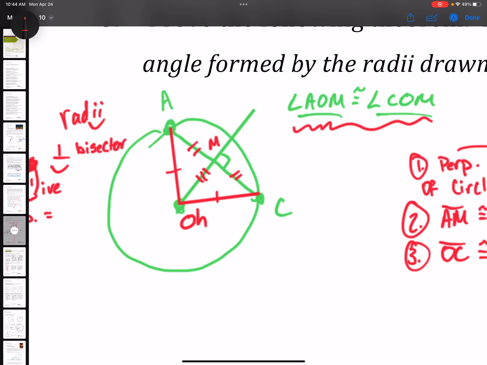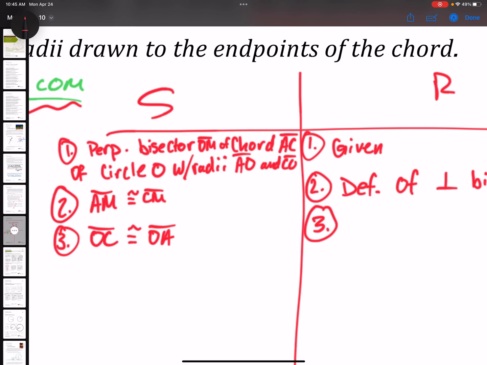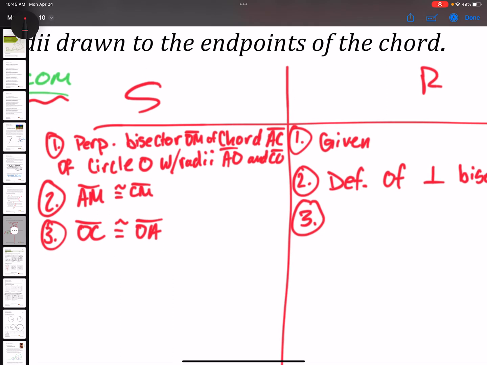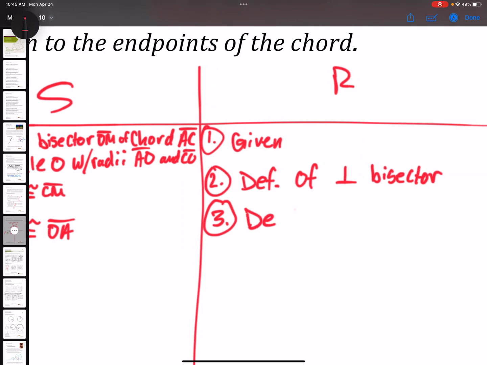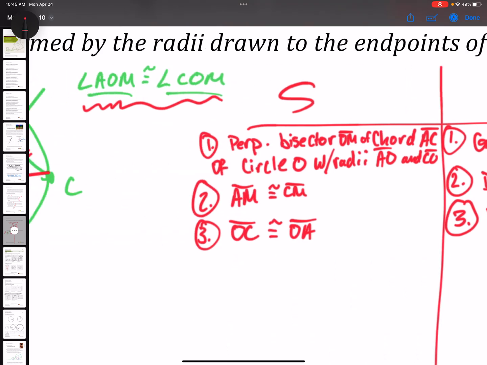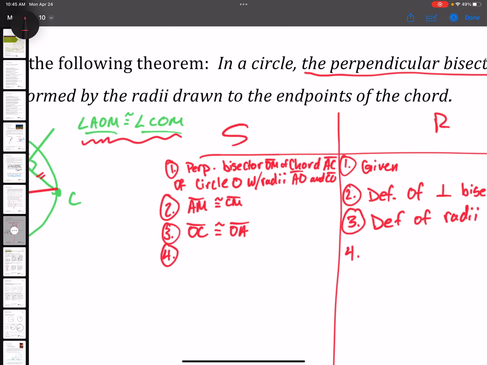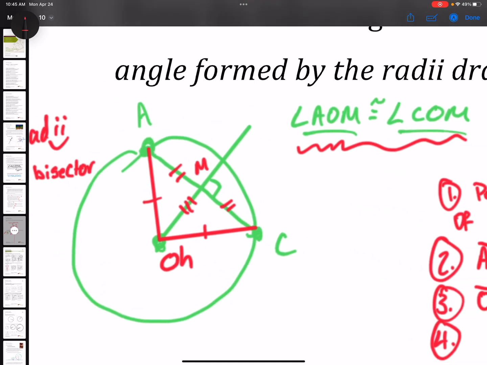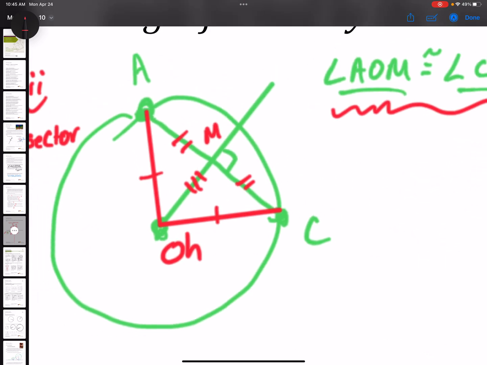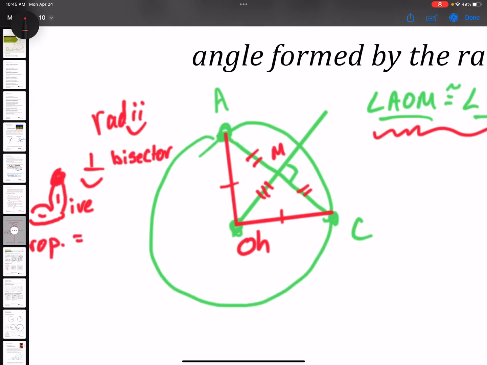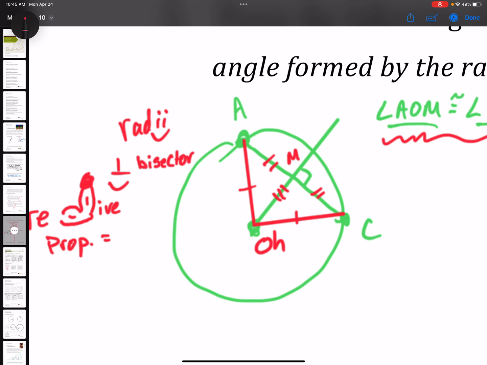Okay. What about OC and OA? Jacob, what are they? They're the radius of the circle, or the radii of the circle, right? And all radii of a circle are congruent. So that is the definition of radii. All right, we are getting close. You can do it, William. So far we have AM and MC, we have OA and OC. So what else do we want to say? We got an O and an M. What about OM?